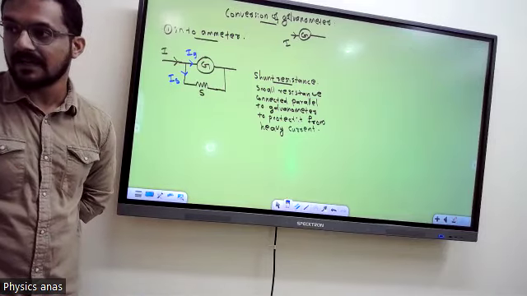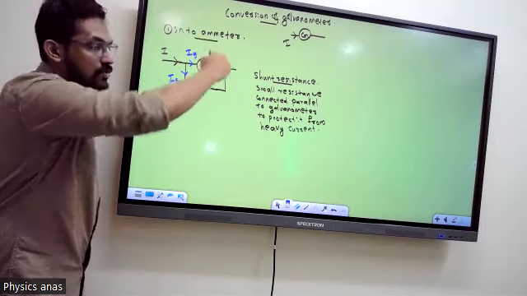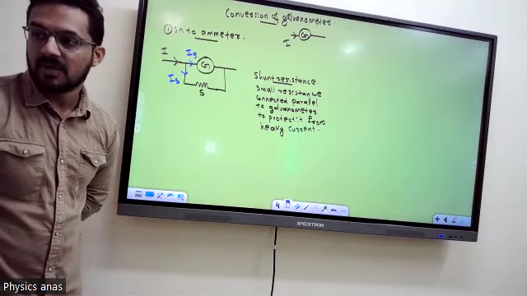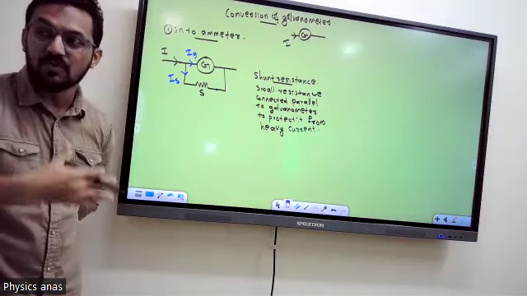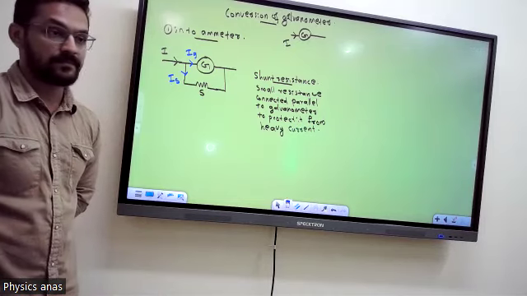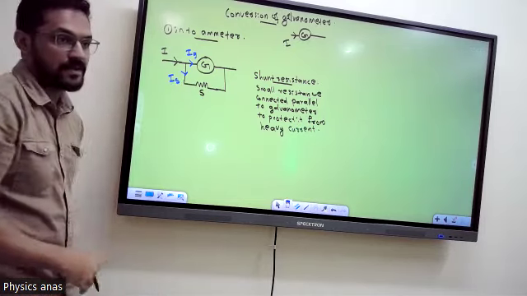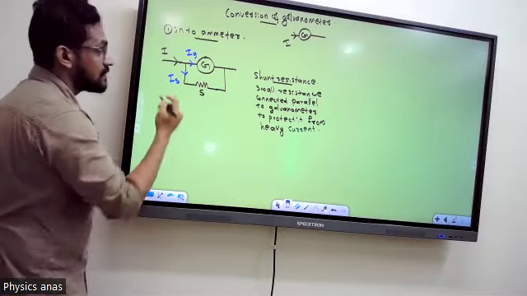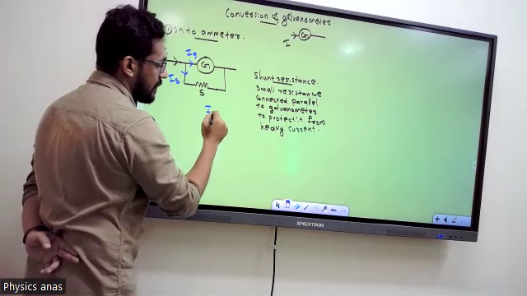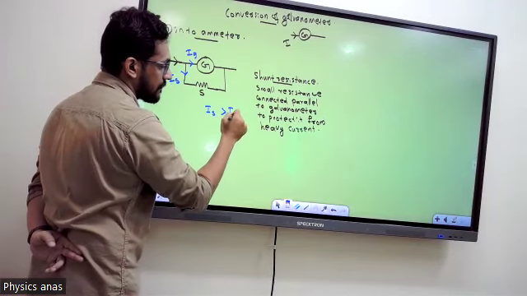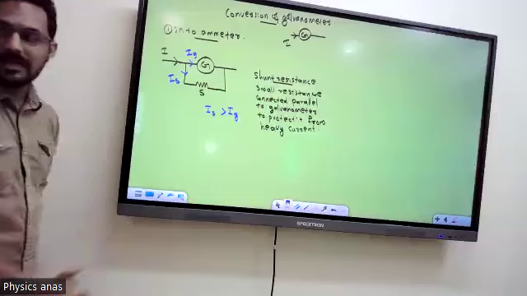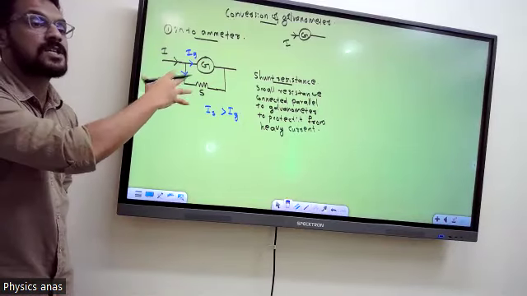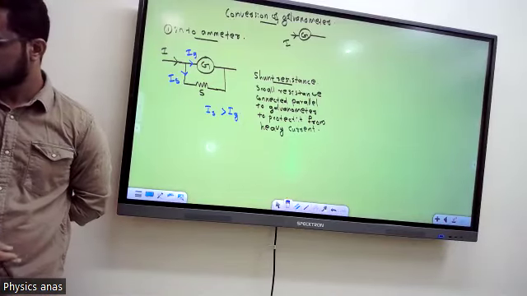Did you understand that? Most of the current will be flowing through the shunt resistance, because current will choose the simplest path. This is the simplest path, so most of the current will be passing through it. So Is will be greater than Ig. This is how the shunt resistance is protects the galvanometer. Okay?